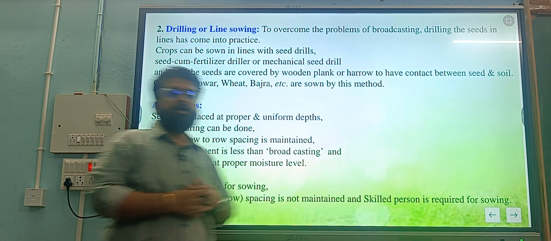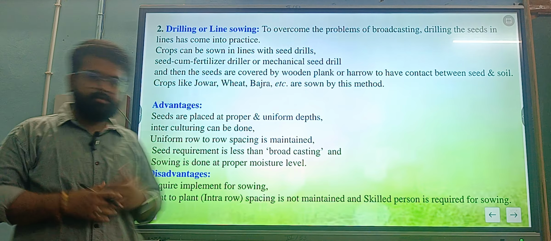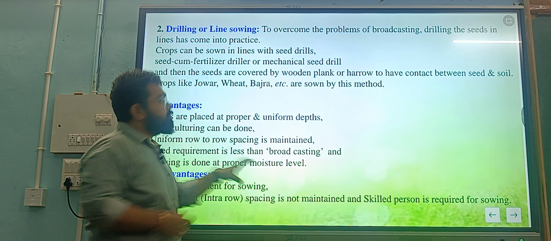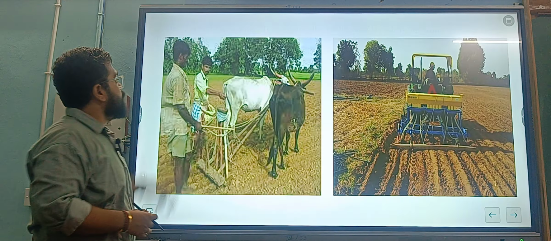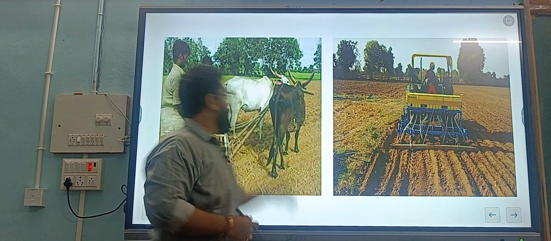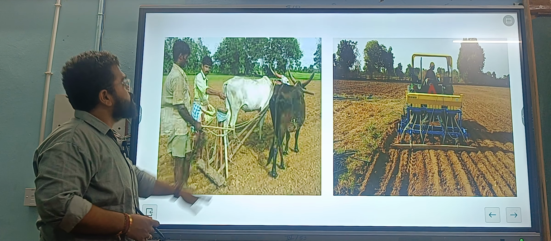If it is not maintained, it results in competition. So skilled labor is required for sowing under the line sowing method. You can see here the seed fertilizer drill, and this is the traditional practice with plough sowing.